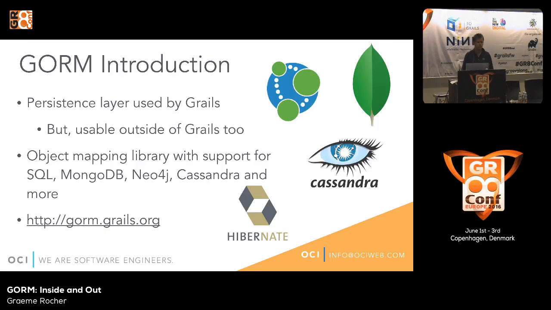Gorm is the persistence layer used by Grails. In the beginning, it was very much tied into the framework, but nowadays it's very much usable outside of Grails as well. It's essentially an object mapping library with support for multiple backend data stores. So we have support for SQL via Hibernate, MongoDB, Neo4j, Cassandra, and more.